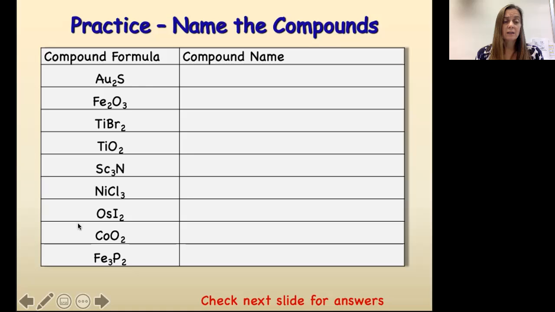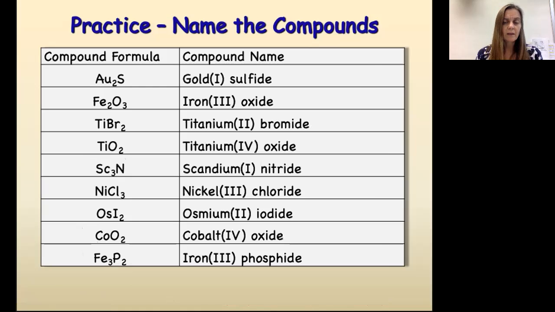So I would suggest that you pause the video now and you try to write the names for each of these formulas, practicing as we have been. Then we're going to move on to the next slide, and I'll show you the answers. I'll also post the slides on our SaintsNet page. So we have gold 1 sulfide, iron 3 oxide, titanium 2 bromide, titanium 4 oxide, and moving on, scandium 1 nitride, and on down through the list.